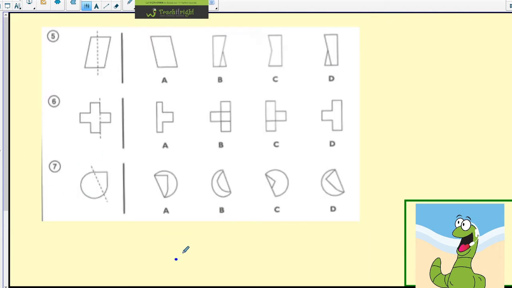Right, 4, 5, and 6. Sorry, 5, 6, and 7. Question 5, the answer is D. Question 6, the answer is B. Question 7, the answer is D. And let's just run through them.